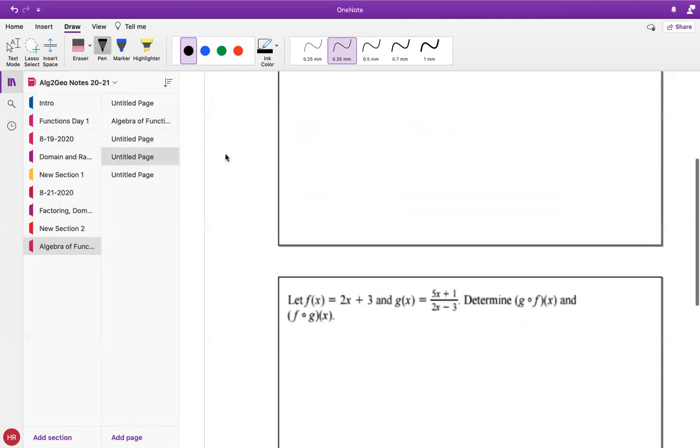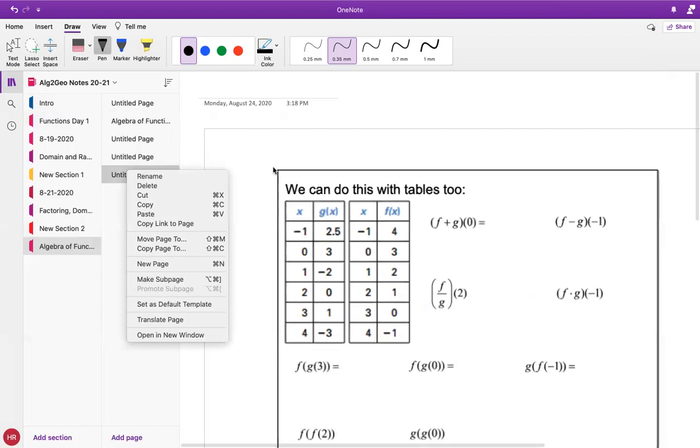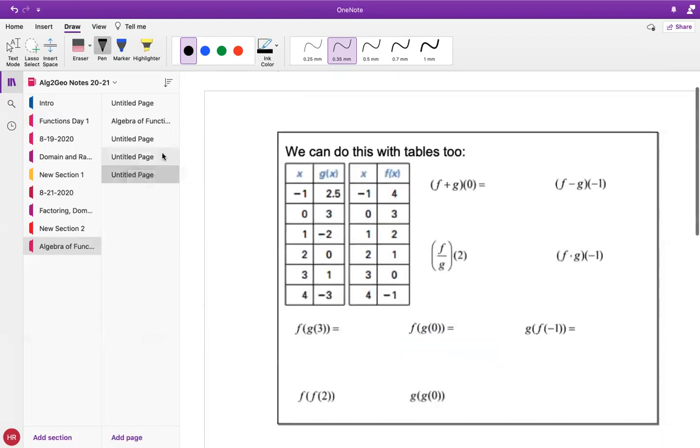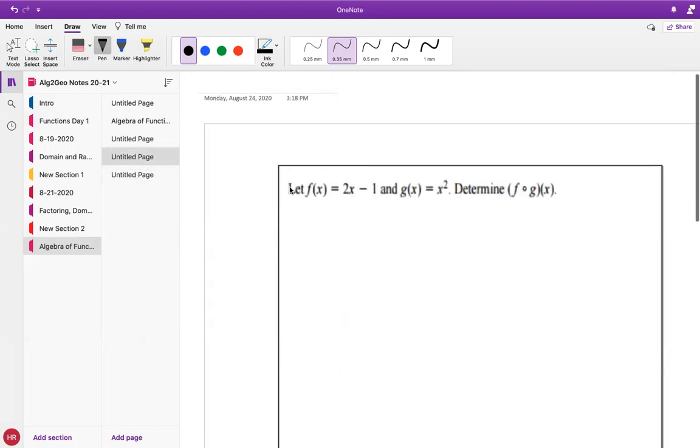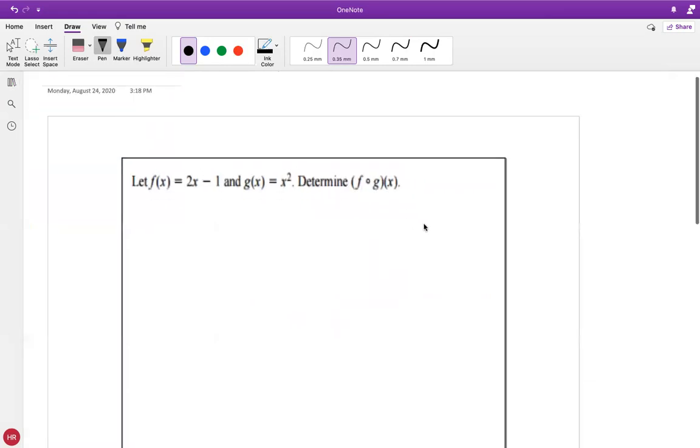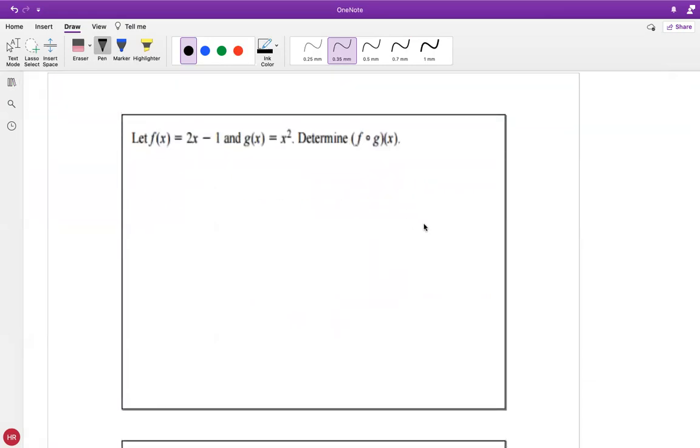So we'll do these ones, and then we'll get to the tables and the graphs in the next video, because those are a little different. So composition, this is a pretty big deal. So this f open circle g of x, remember, I'm going to rewrite this like this, f of g of x. This means we're going to put g of x inside of f of x.